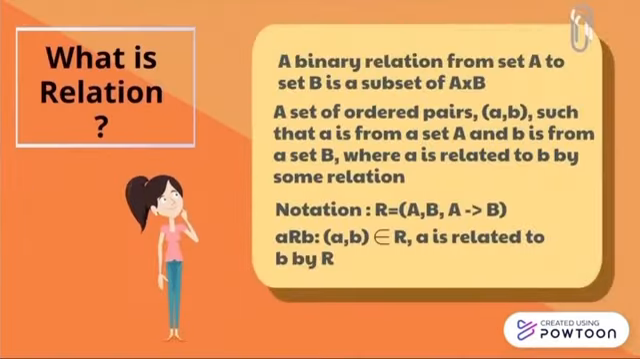A relation is a set of ordered pairs (a, b) such that a is from a set A and b is from a set B, where a is related to b by some relation. We can write this as aRb, or (a, b) is an element of R. a is related to b by R.